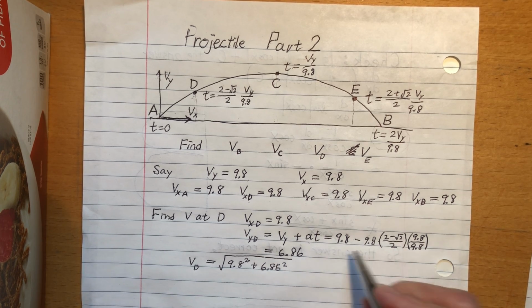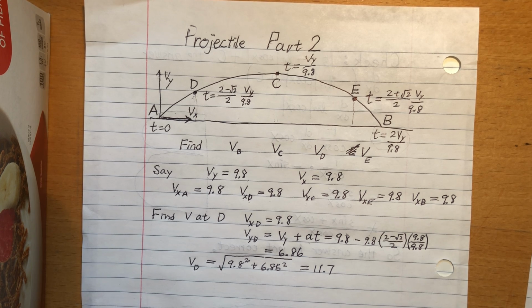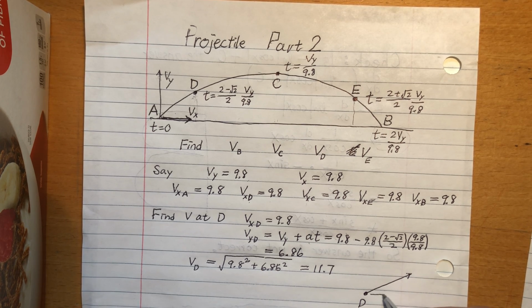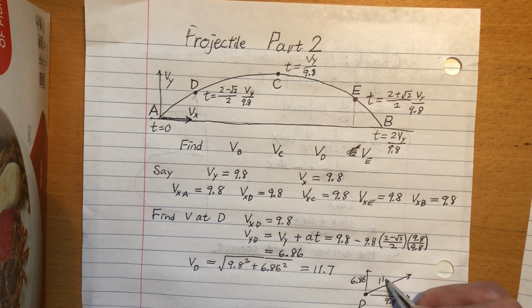And you use a calculator. The result is this. Then what is the direction? Now at point D, the velocity is the tangent at point D. So the velocity is tangent at point D. It should be this, right? So this is 9.8. And this is 6.86. So this is 11.7.